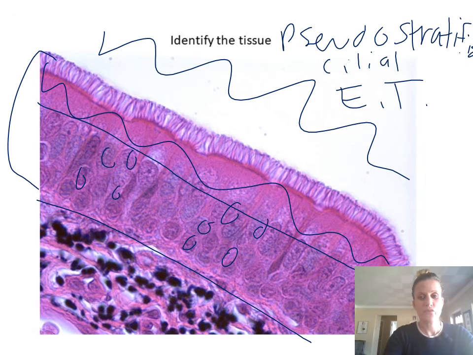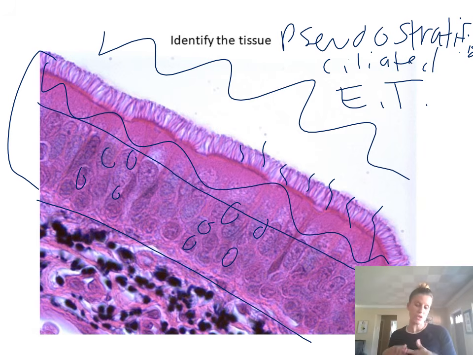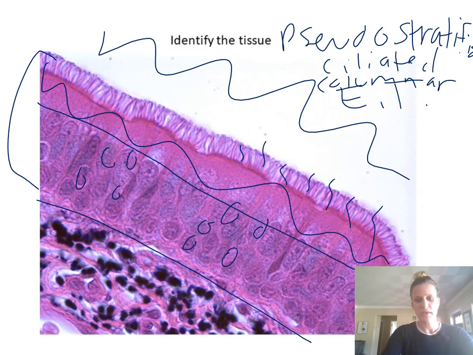Ciliated. The reason I'm saying ciliated is look at all these little hairs on the surface, right? This is the tissue that we said is in the respiratory tract. Pseudostratified, ciliated, columnar, because these are relatively long column cells, epithelial tissue.